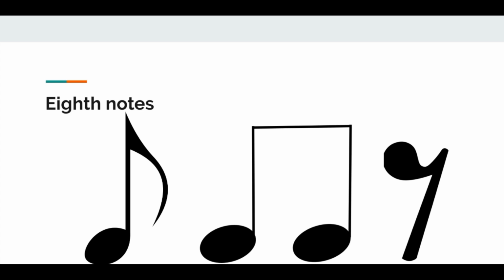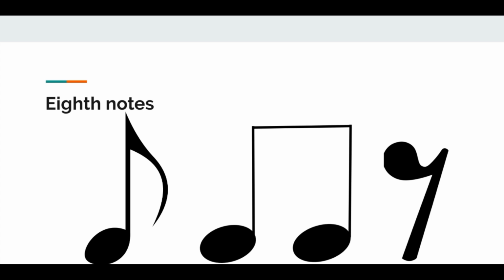Next, you have eighth notes, and eighth notes take up half the value of a quarter note. This means that 2 eighth notes have the same length as one full quarter note. The note here on the left is 1 eighth note all by itself. The one in the middle is 2 eighth notes grouped together.